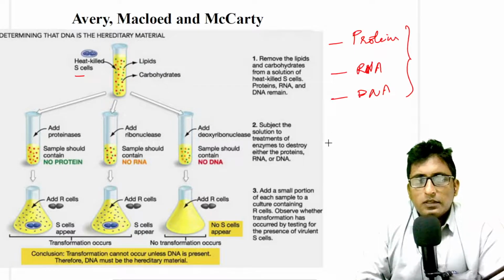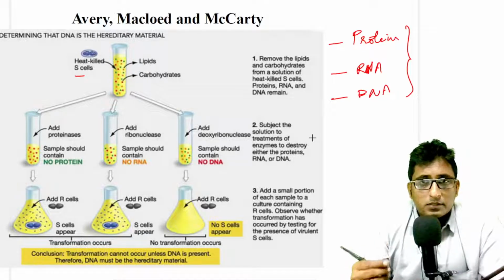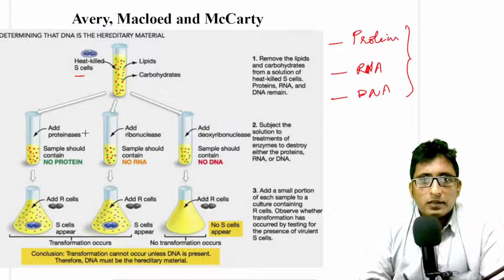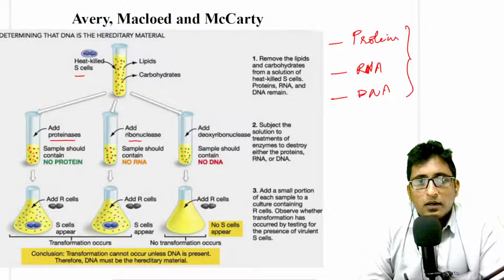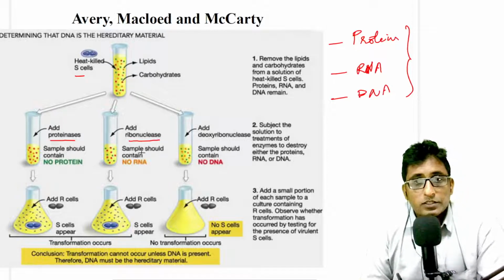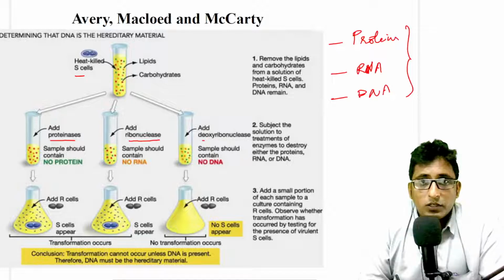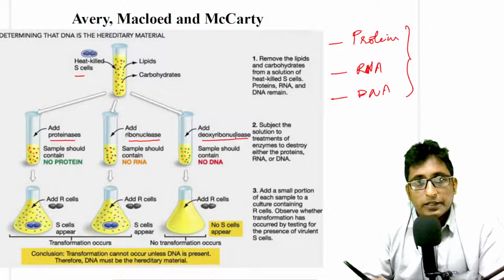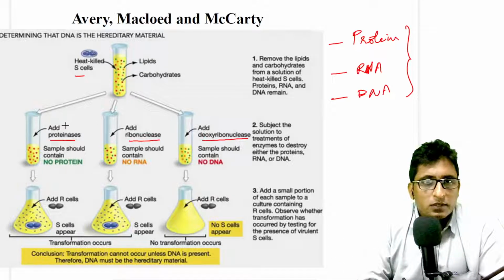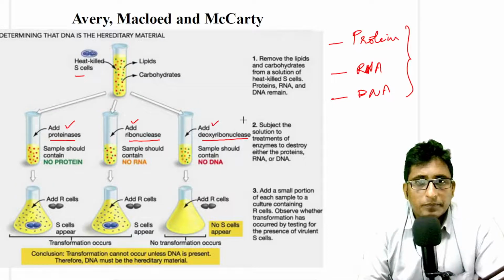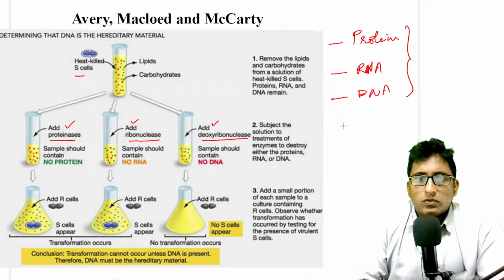For this, the scientists were able to obtain several enzymes: proteinases that digest away the protein, RNases or ribonucleases that digest away RNA, and deoxyribonucleases that digest the DNA but not RNA. Here we will have no proteins. In this case, we will not have any RNA, and in this case, we will not have any DNA. Let's see it also like this.